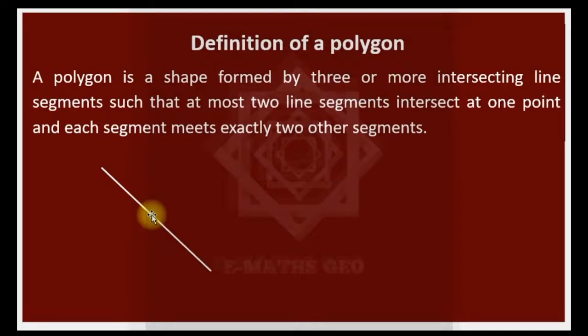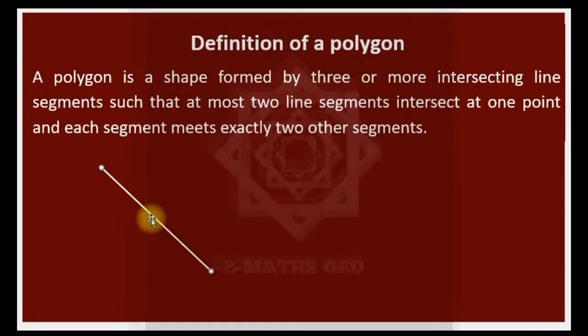Secondly, it must be 3 or more. So we can't form a polygon with only 1 or 2 line segments. It must be 3 or more line segments. And also, at most, 2 line segments meet at a point. So at every point, only 2 line segments will meet there. And each of the line segments will meet exactly 2 other line segments.